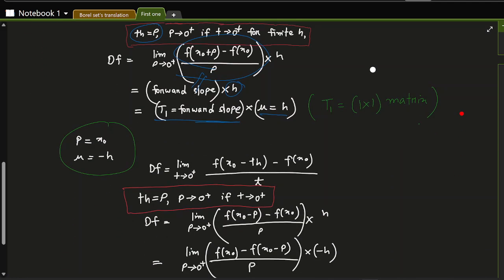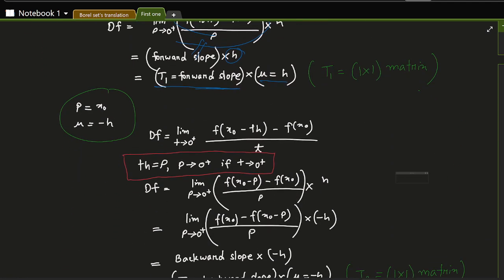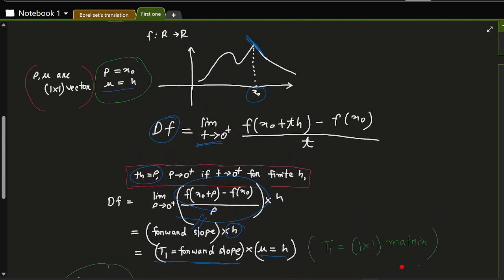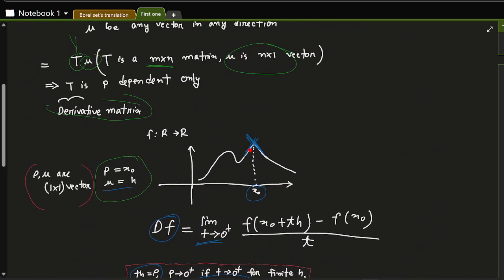And on the same point P, when we take the vector u to be in the negative x direction, then after taking the limit, we end up getting backward slope multiplied by negative h, where negative h is essentially our vector u, and we define the backward slope to be our matrix T2, where the backward slope is the slope of this tangent line.